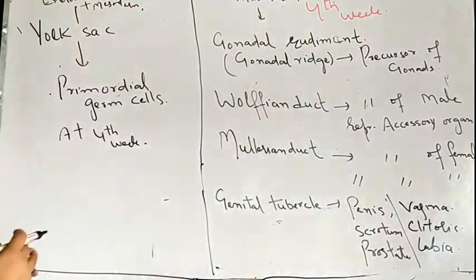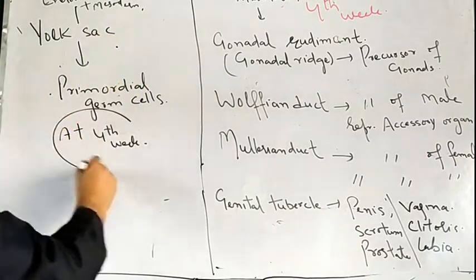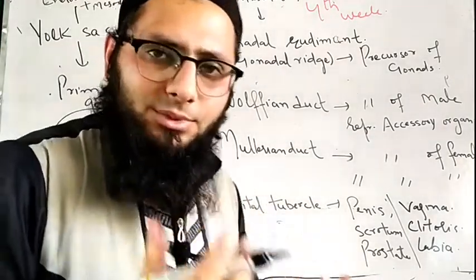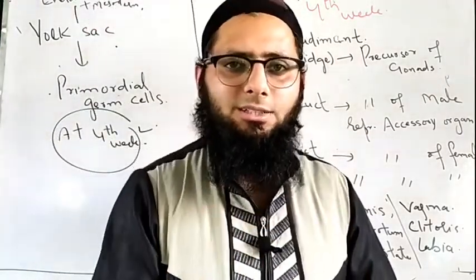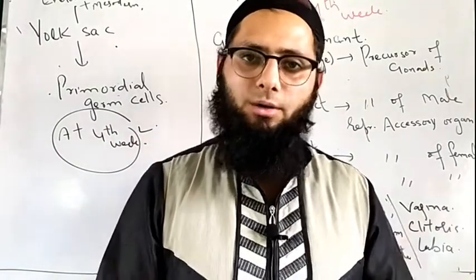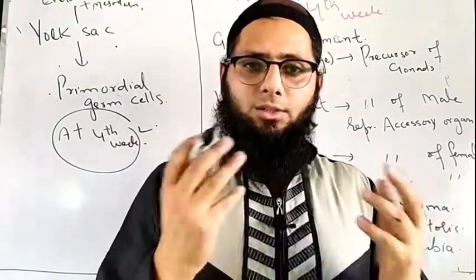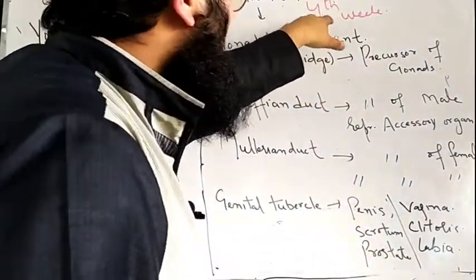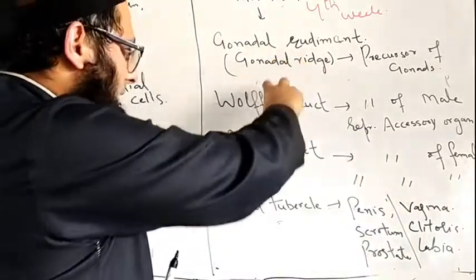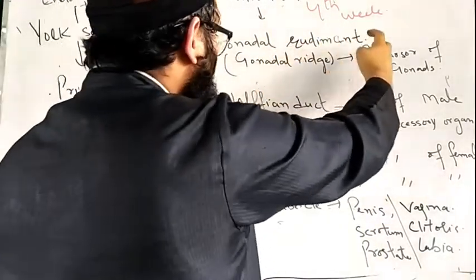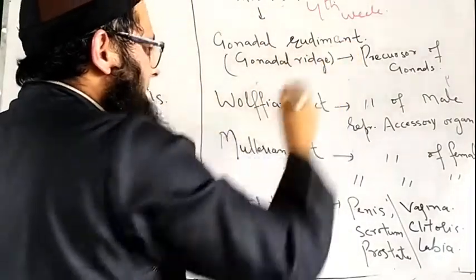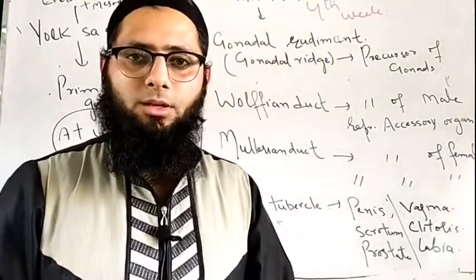So let us see what happened at the fourth week. At the fourth week of fetal life, in the yolk cells, primordial germ cells are formed. These primordial germ cells are the precursors of the gametes, sperm or ova, depending upon the genotype, XX or XY. On the other side, at the very same time, the fourth week of fetal life, we have some different organs: the gonadal rudiment, Wolffian duct, Mullerian duct, and genital tubercle. Let's see, the gonadal rudiment is the precursor of the gonads.